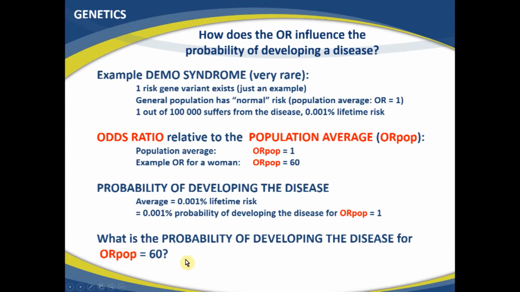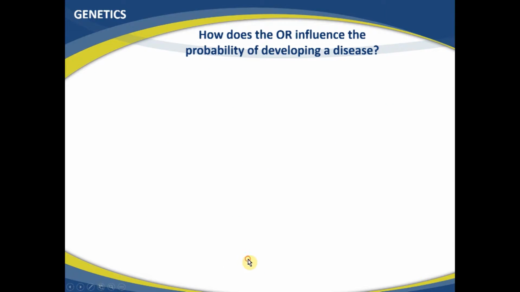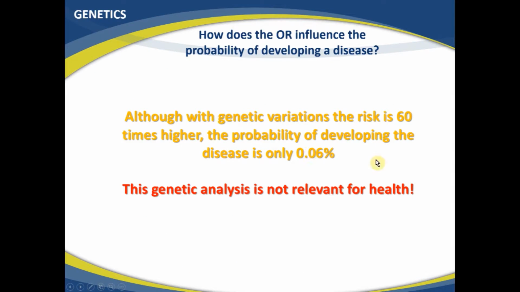If you now look at the odds ratio of 60, that's similar to calculating 0.001 times 60, which is 0.06%. So even though she has an odds ratio of 60, which sounds very severe and dangerous, it's still a very low risk of developing the disease. This means that this kind of genetic test could give a result of 60-fold risk. However, it would not be relevant for the person's health.